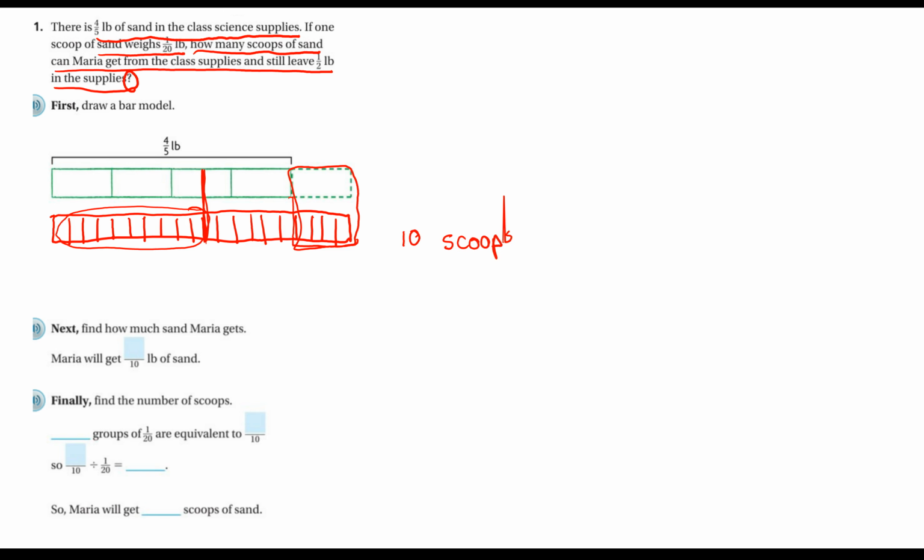Oh, I'm sorry, no. Good thing I caught myself. That's the half that she wants to leave behind, right? 10 out of 20, that's the half that she wants to leave behind. We need to count these others: 1, 2, 3, 4, 5, 6. Okay, so 6 of them. And 6/20 would be equivalent to 3/10.